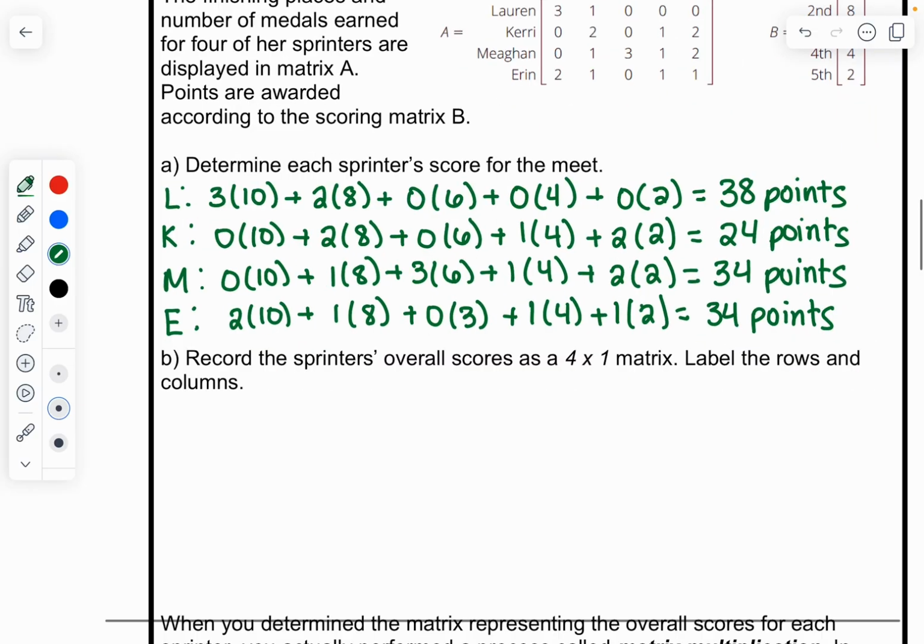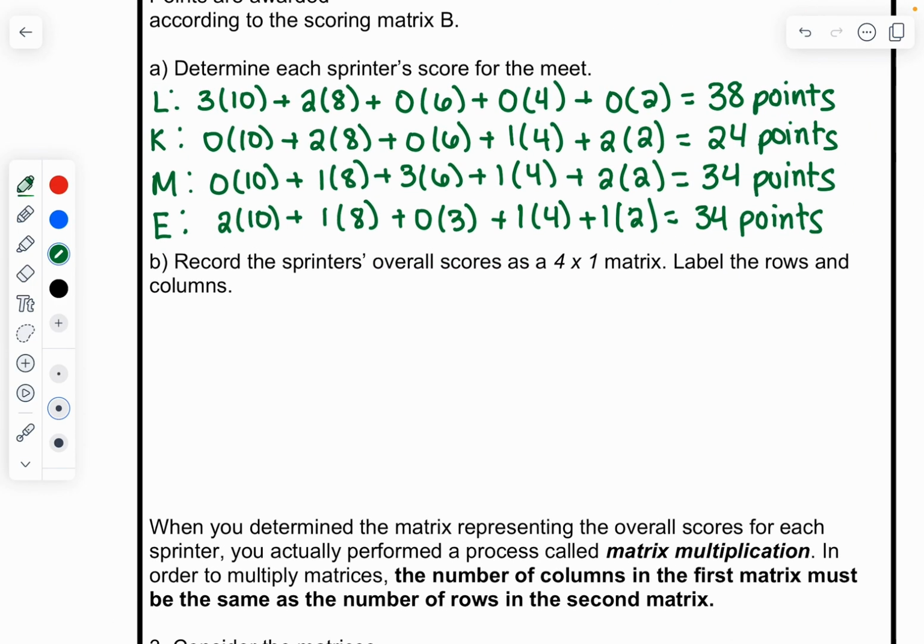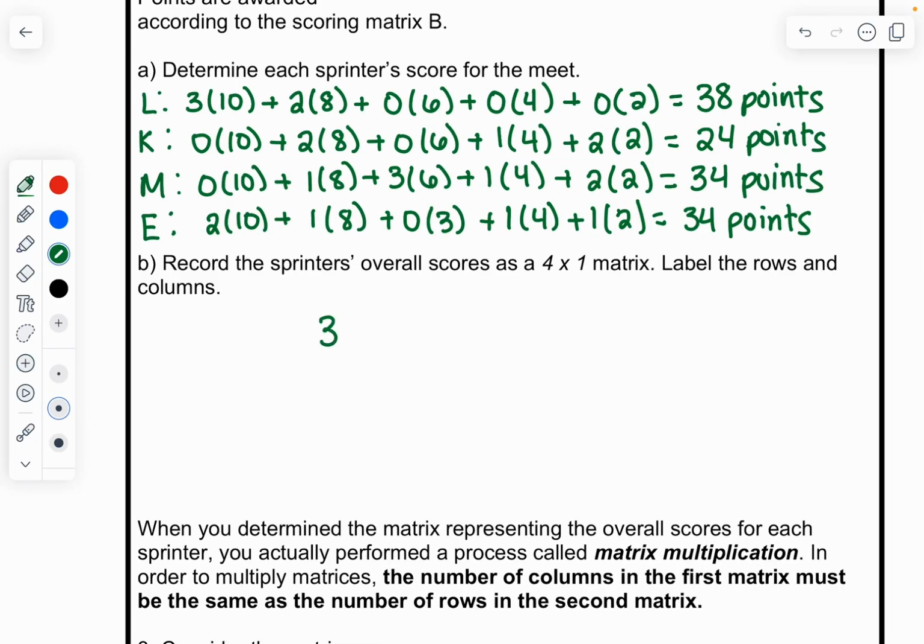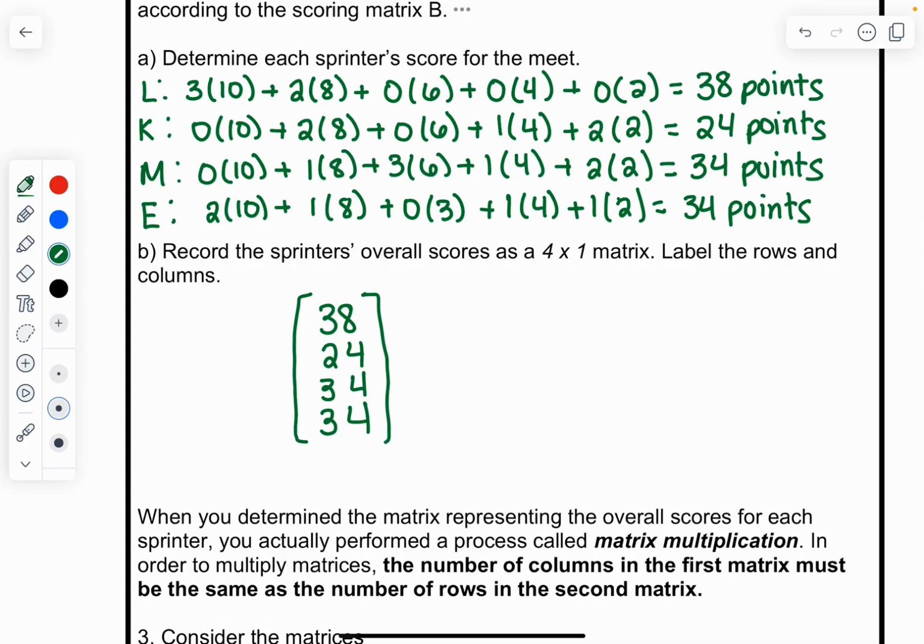Okay, so now what we want to do is record the sprinters' overall scores as a 4 by 1 matrix. That means 4 rows, 1 column. So essentially all we're going to do is list all of their points in one single column. Then it says label the rows and the columns. Well, this row right here represents Lauren, we have Carrie, we have Megan, and Aaron. The column represents the points.